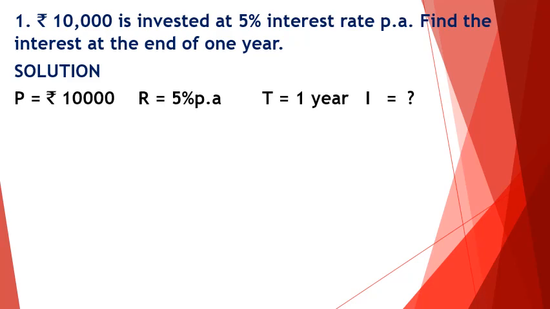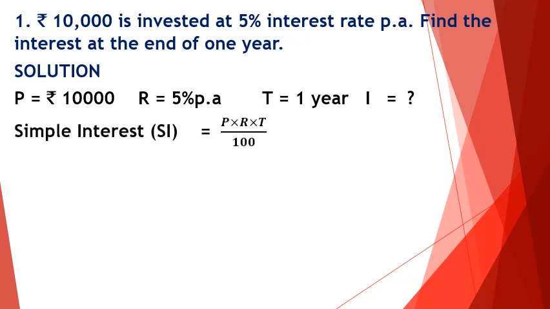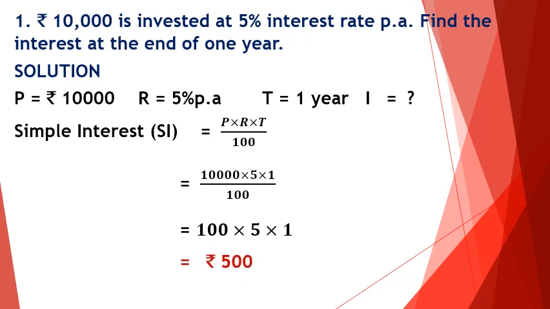Do you remember the formula of simple interest? Yes, simple interest equal to PRT upon 100. Substitute the values over here. The 100 in the numerator and the denominator can be cancelled. We get the numerator as 100 into 5 into 1 equal to rupees 500. That is, the simple interest at the end of 1 year is rupees 500.